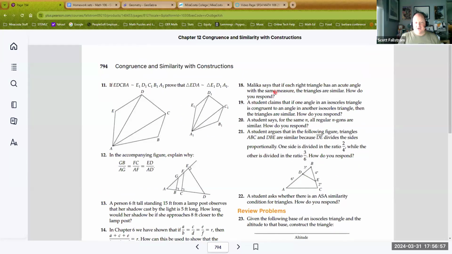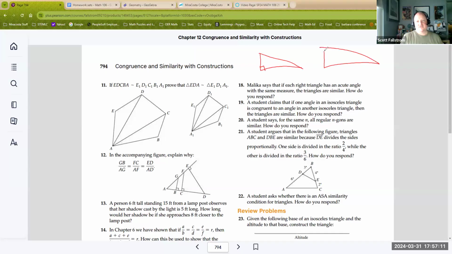17, 18 up here. Malika says if each right triangle has an acute angle with the same measure, the triangles are similar. So again, we're talking about two right triangles, right? So if we have this, and then maybe a bigger one over here, but has a right angle. Each right triangle has an acute angle with the same measure. So if this angle matched this angle, is the triangle similar?